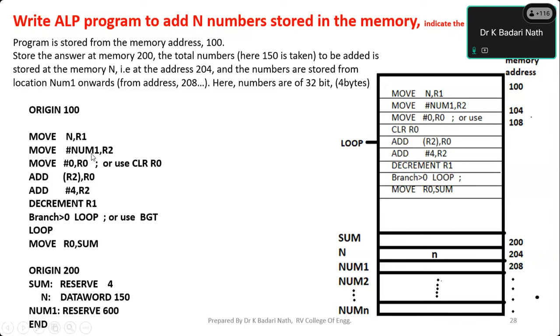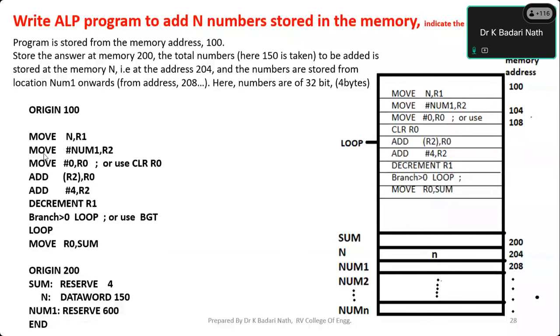Now, move hash num1 comma R2. Here hash means it's a number, an immediate addressing mode. Num1 is nothing but the address of the memory location. Num1 is 208, so here the assembler will substitute hash num1 by 208, and 208 will be moved to R2.